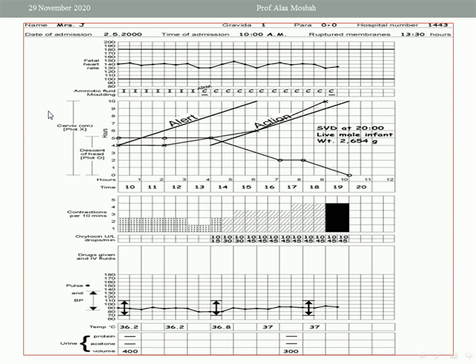Another example of a case. Fetal heart rate was normal. What about amniotic fluid? The membranes were intact, then ruptured. Amniotic fluid was clear. What about cervical dilatation? There is protracted cervical dilatation, crossing the alert line, reaching the action line, then again to the left of the action line till 10 centimeter. What about the descent? Descent of the head slowly progressing.